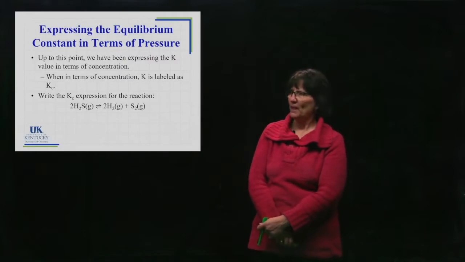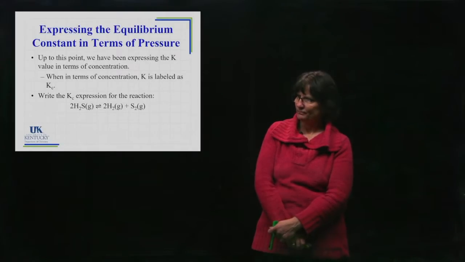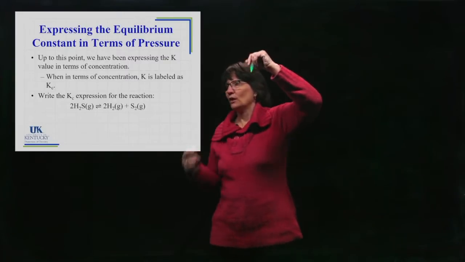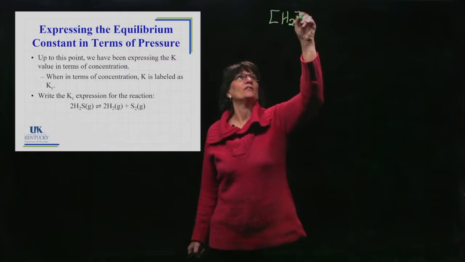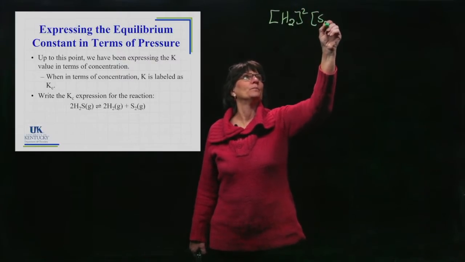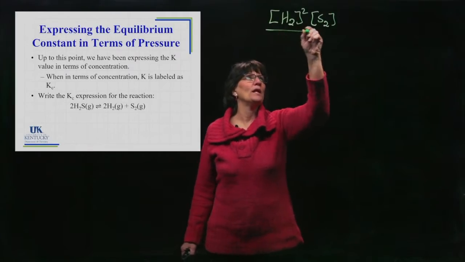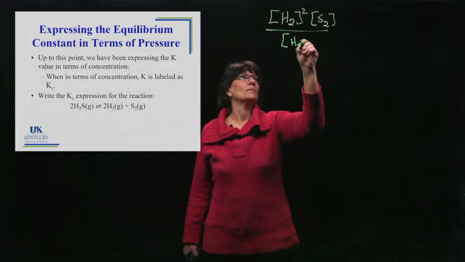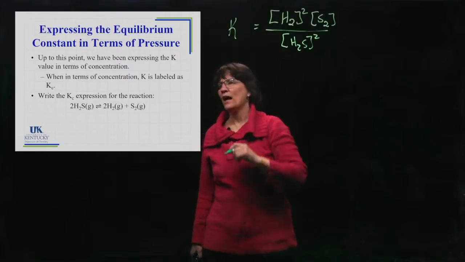Here is an example. I've got a reaction. Let's write it up here. What would it look like? Well, we would have H2, that's a product. It has a 2 coefficient, so it becomes squared. We have S2. It has a 1 coefficient, so it's raised to the first power, which we don't need to bother writing. We have H2S, and that is squared, and this would be our K value.